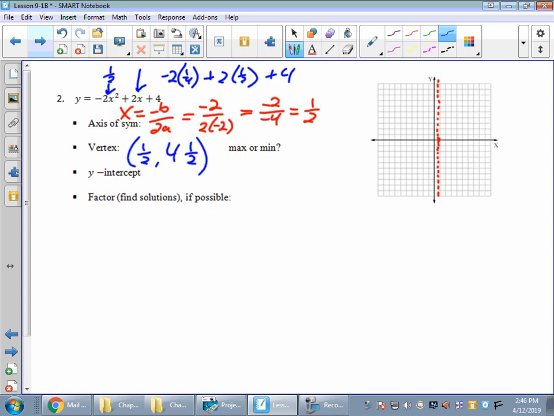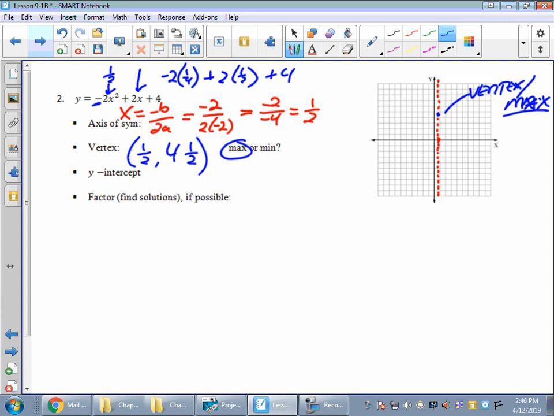Now I know that it's a maximum value here because my vertex is at 1/2. I'm going to go graph that now. 1/2 on x and up 4.5. 1, 2, 3, 4. And a little bit more than that to give it 1/2. So that's my vertex. And I know that's a maximum value because the a value is negative. So it means we're going to open downward here.